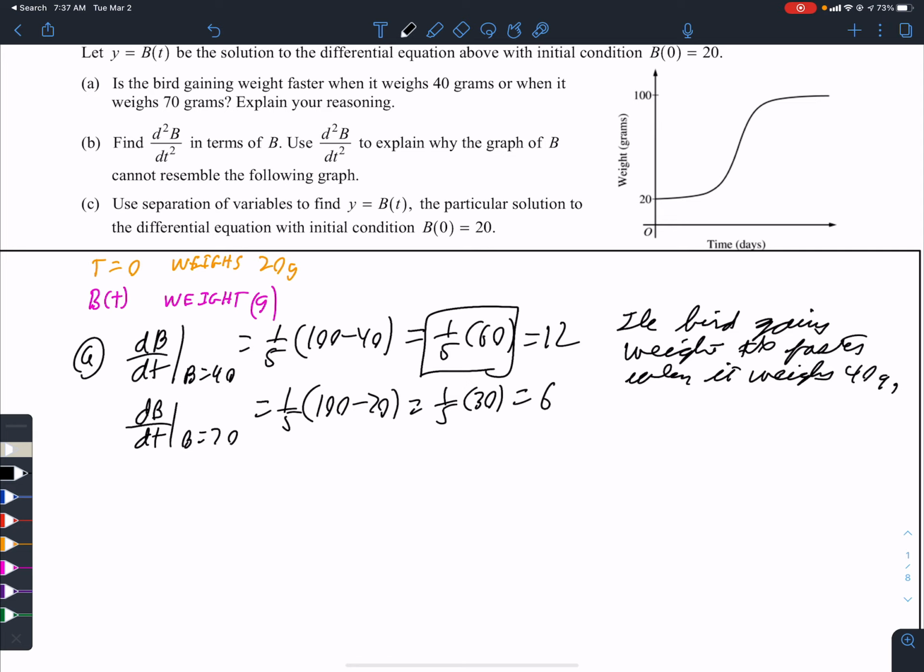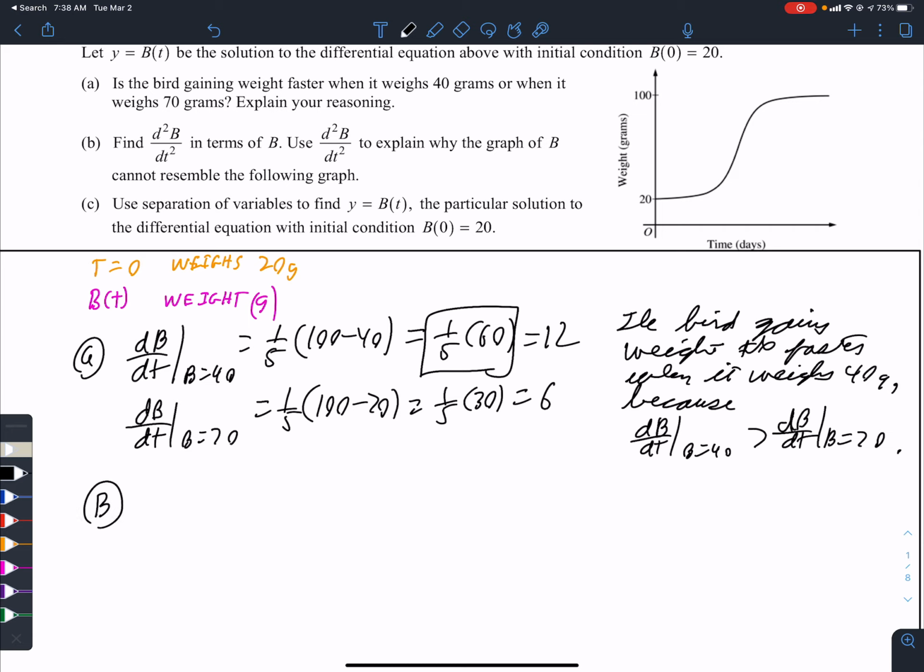Now, you have to give a reason. You can't just make a statement. All FRQs need to be backed up with calculus. So we're going to write because, and there's a reason, because that's bigger than that. So we're going to say the derivative at B equals 40 is greater than the derivative at B equals 70. And that's part A. We're going to go to part B now.